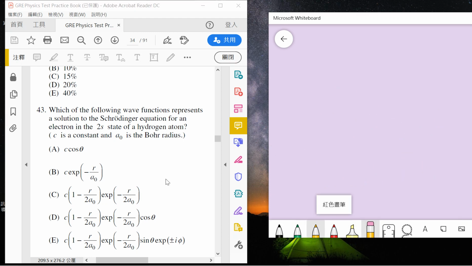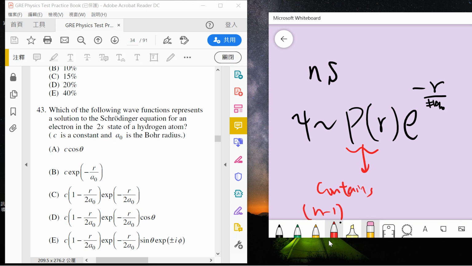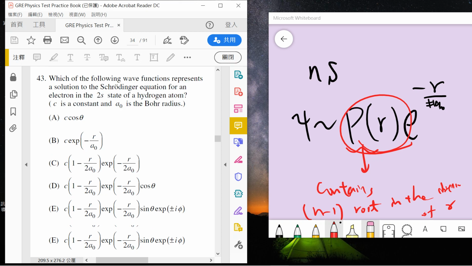Basically, there's a fact that for the ns, the wave function looks like some polynomial in r times an exponential. And the important thing is that this polynomial P of r contains n minus 1 roots in the direction of r. So for 2s, P of r should contain 1 root. Now C contains 1 root, basically r equals a naught. So the answer is C.